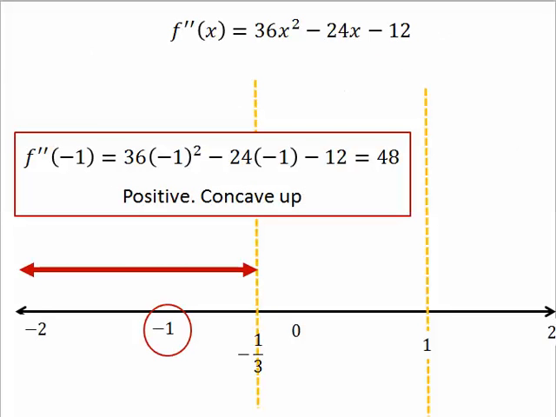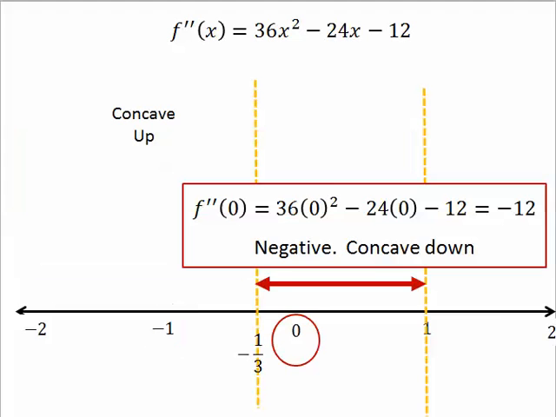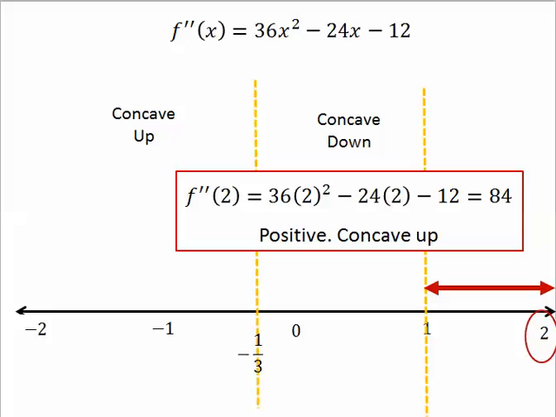For the first subinterval, I use a test point of -1, and I find that my second derivative is positive, and that tells me my function is concave up. On my second subinterval, I use a test point of 0, and I find that my second derivative is negative, telling me my function is concave down. On my third subinterval, I use a test point of 2. I find that my second derivative is positive, telling me my function is concave up.